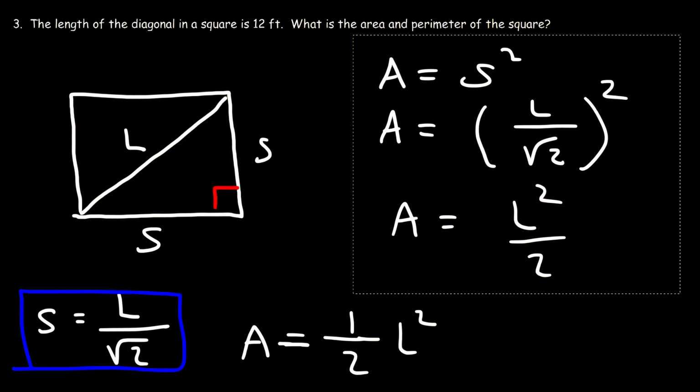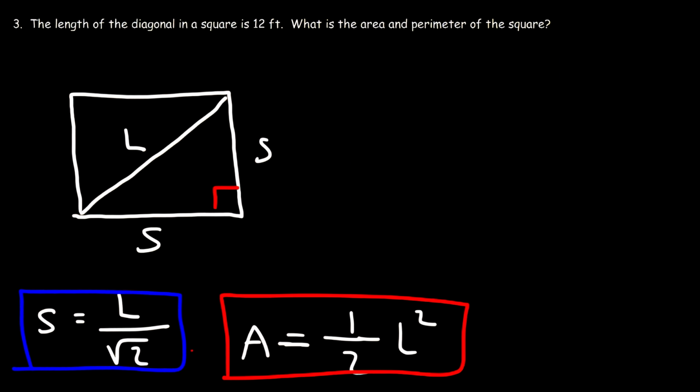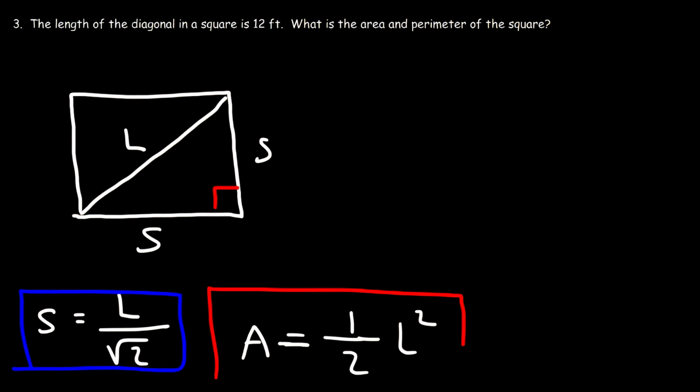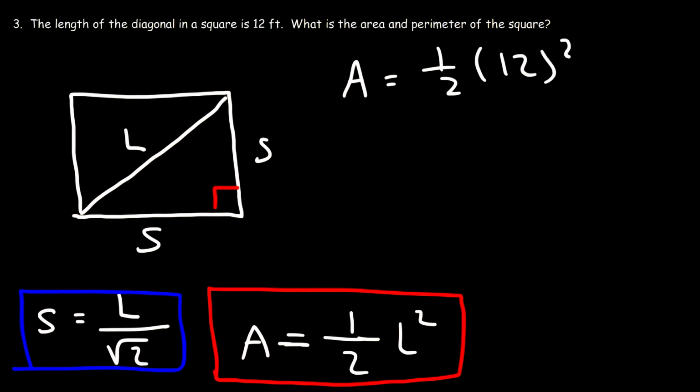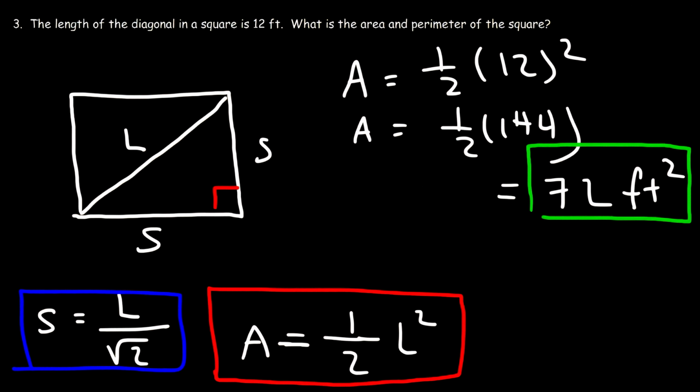And so let's use that formula to get the area of this square. So the length of the diagonal is 12. And 12 squared is 144. Half of 144, half of 14 is 7, and then half of the other 4 is 2. So half of 144 is 72. So it's going to be 72 square feet. And that's the area of this particular square.